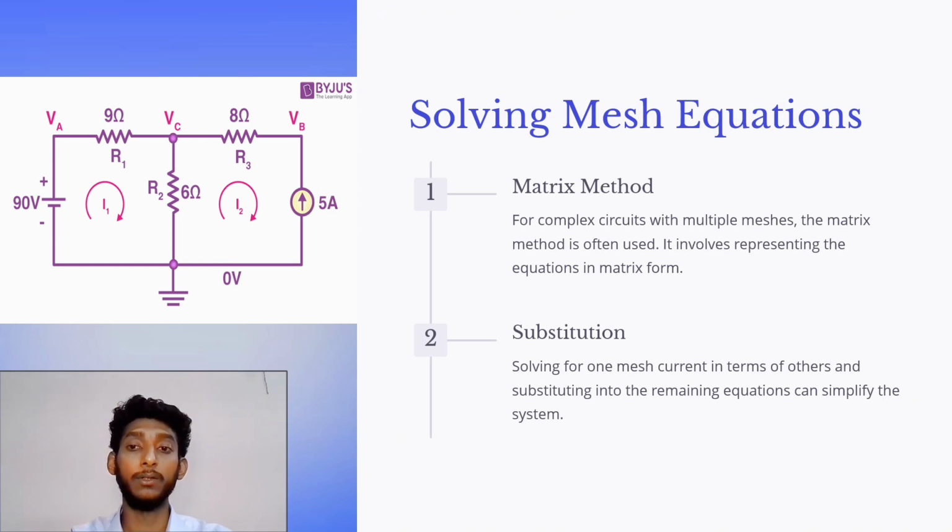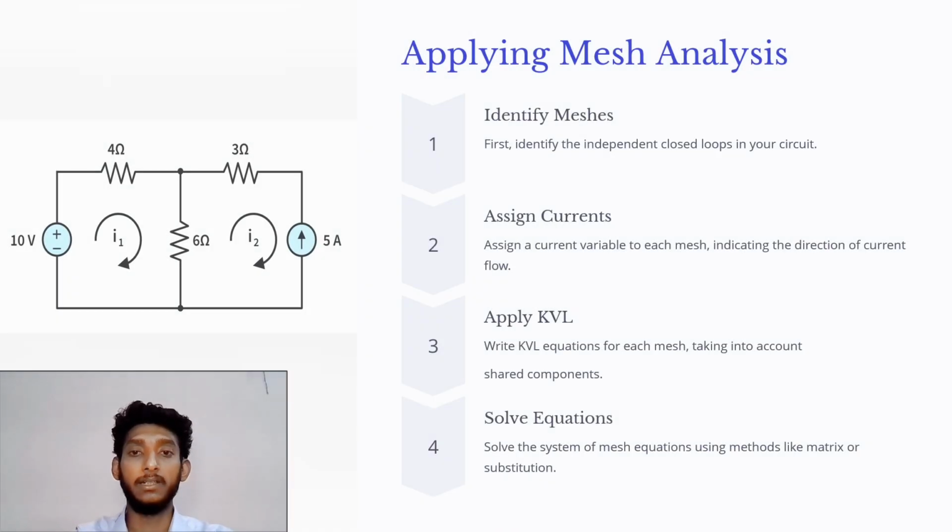Solving mesh equations. The first method is the matrix method. For complex circuits with multiple meshes, the matrix method is often used. It involves representing the equations in matrix form. Second one is substitution. Solving for one mesh current in terms of others and substituting into the remaining equations can simplify the system.